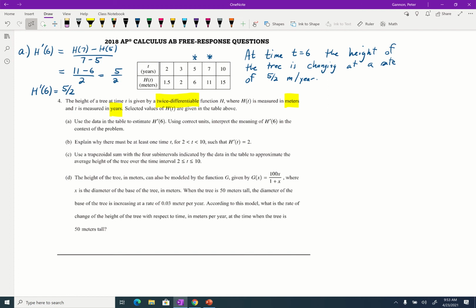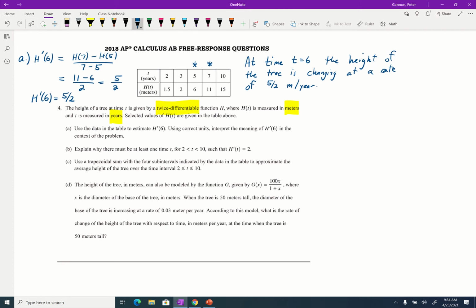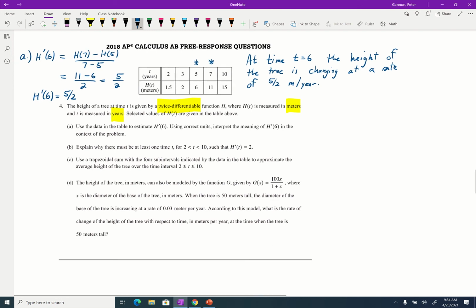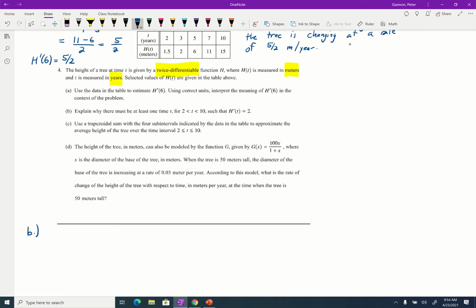All right, well, if I start and I just look at 2 to 10, we would have 15 minus 1.5, that's 13.5, divided by 10 minus 2. So 13.5 divided by 8, that's not going to get us the 2 that we want. So what we can do is try to look at subintervals and see if any of those average rates of change equal 2. So, just a quick look, 2 minus 1.5, that's a half. Half divided by 1, that's not going to work. If we look from 3 to 5, 6 minus 2 is 4. 5 minus 3 is 2. 4 divided by 2 is 2. All right, so there we go.